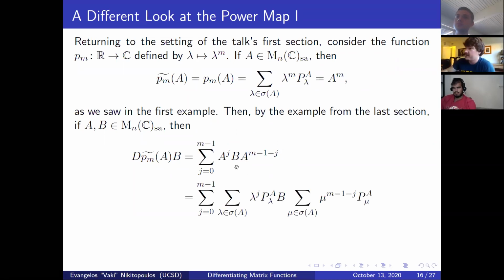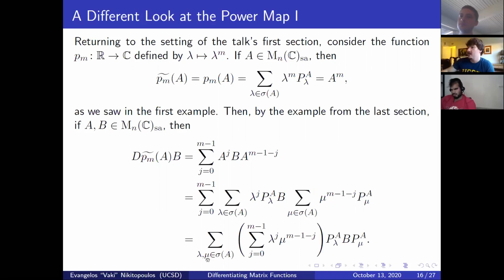Now we're going to apply this spectral resolution formula to A^j and A^(m-1-j). That yields this: I've replaced A^j with the sum over lambda of lambda^j P_lambda(A). B stays there, and then the sum over mu of mu^(m-1-j) P_mu(A). Now I'm going to rearrange the sums and bring the scalars to the left, but leave the matrices in the right order. That gives me a double sum over lambda, mu in the spectrum, a sum over a pair of eigenvalues, of this two-variable polynomial, which we will explore more on the next slide, times P_lambda(A) B P_mu(A).